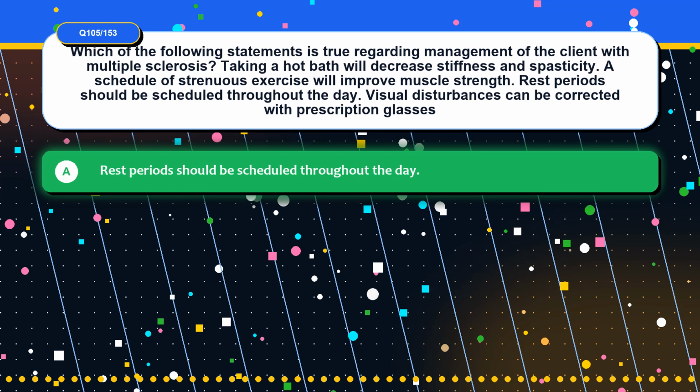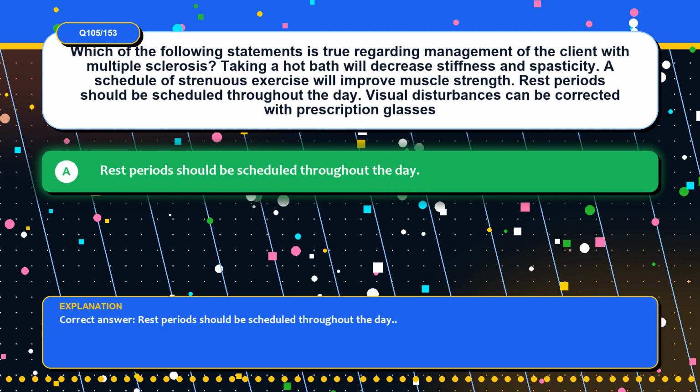The correct answer is option A. Rest periods should be scheduled throughout the day.